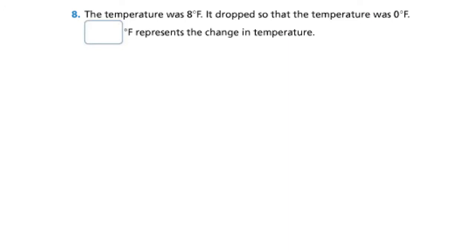The temperature was 8 degrees. It dropped so that the temperature was 0. Blank represents the change in temperature. We know the temperature dropped, and in order to go from 8 to 0, it would have had to have dropped 8 degrees. So -8 represents the change in temperature.